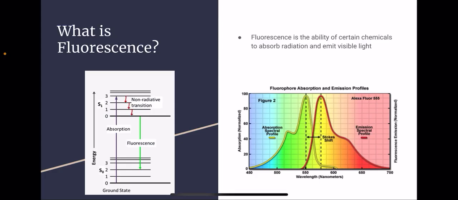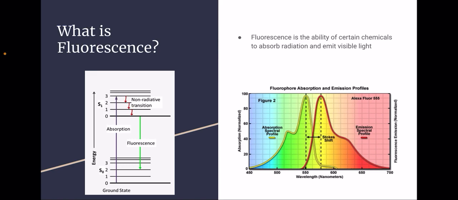So what is fluorescence? Fluorescence is the ability of certain chemicals to absorb radiation and emit visible light. As you can see in the picture on the left, this diagram describes the absorption and emission of light. The fluorescence process revolves around three fundamental stages: excitation, excited state lifetime, and the emission.